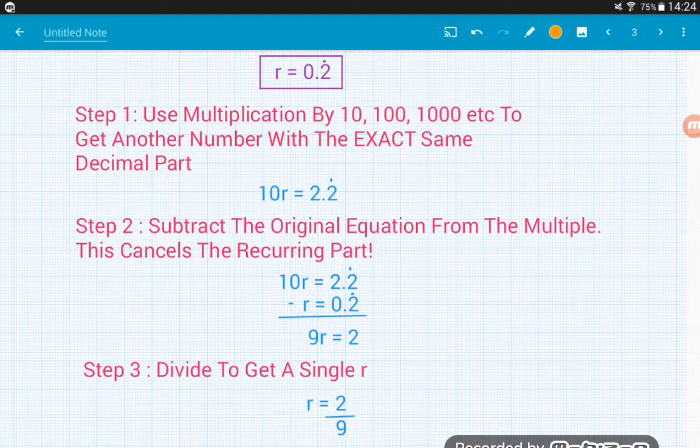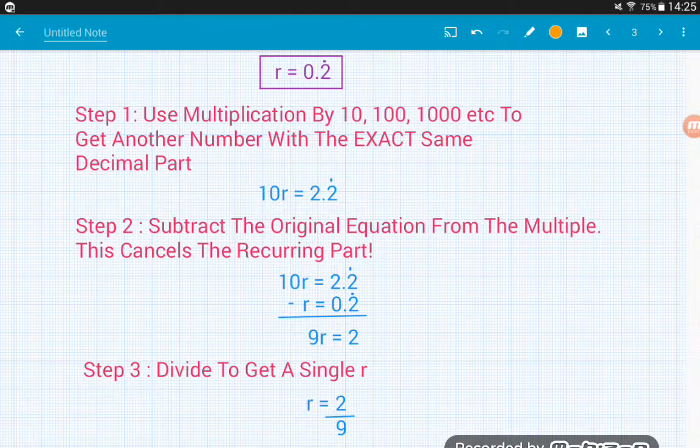The idea is that we need to clear one lot of the repeating pattern. So if we've only got 1 digit recurring, we just need to multiply by 10. The decimal point will move to the right by 1 place, and because we have an infinite amount of 2's in the 0.2 recurring, we can move 1 two to the left, and bizarrely we still have the same amount of 2's after the decimal point. Infinity is a strange old beast. So if we multiply by 10, we get 10R equals 2.2 recurring.